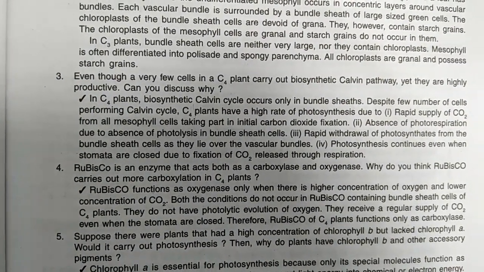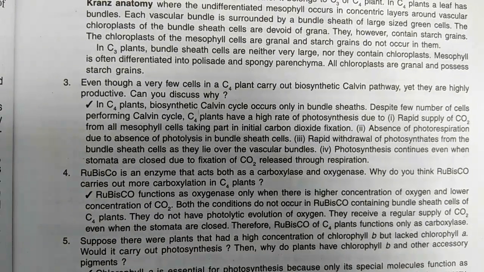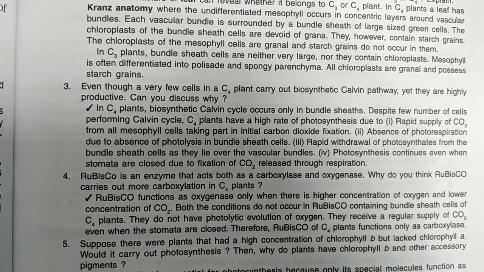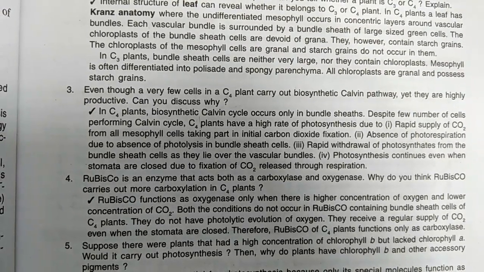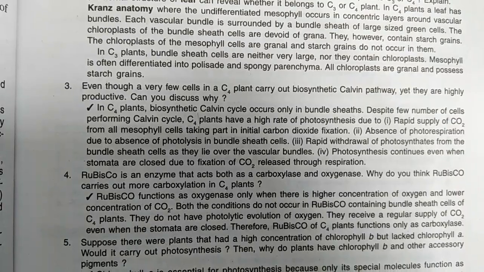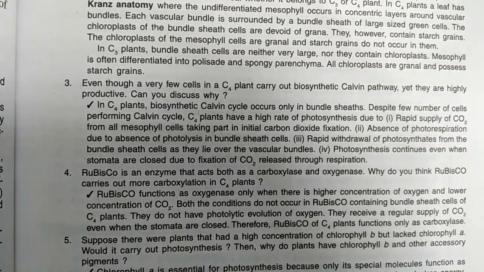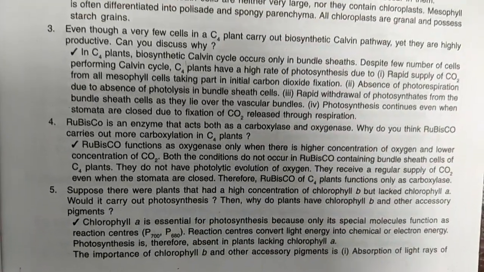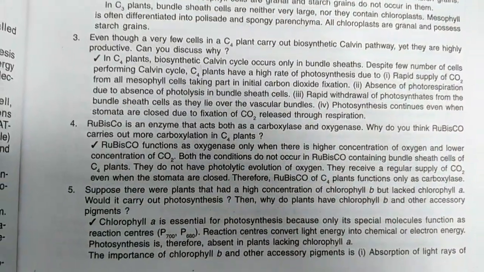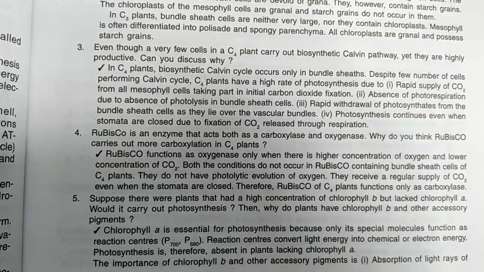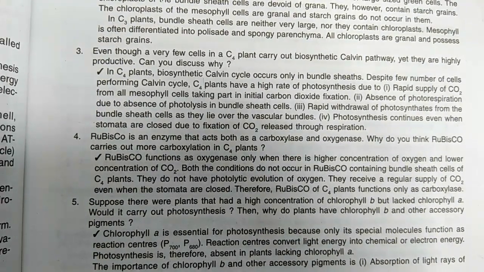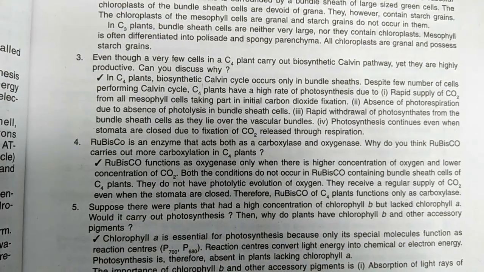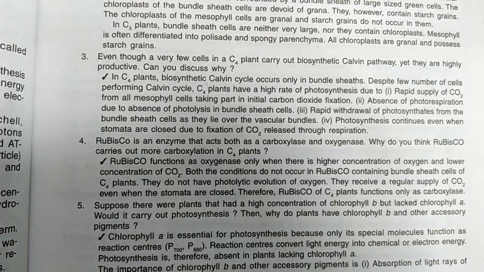Question 4 is, Rubisco is an enzyme that acts both as carboxylase and oxygenase. Why do you think Rubisco carries out more carboxylation in C4 plants? So the answer is, Rubisco functions as oxygenase only when there is a higher concentration of oxygen and lower concentration of CO2.